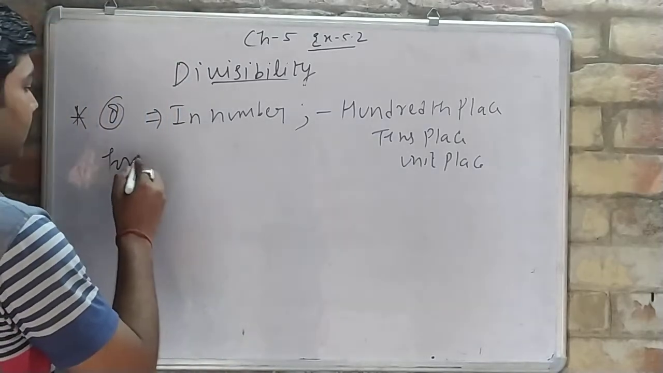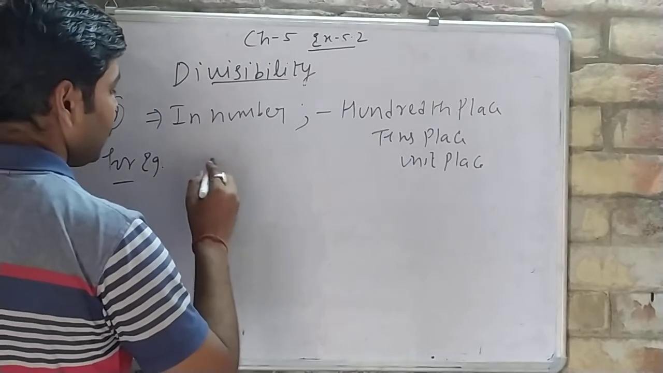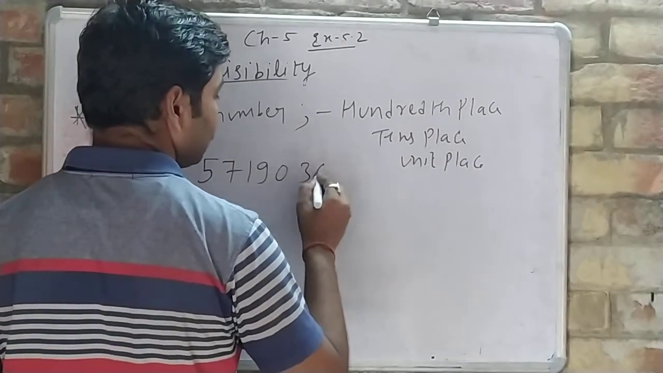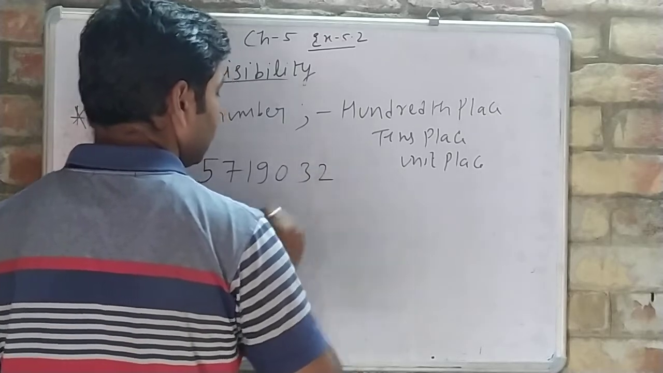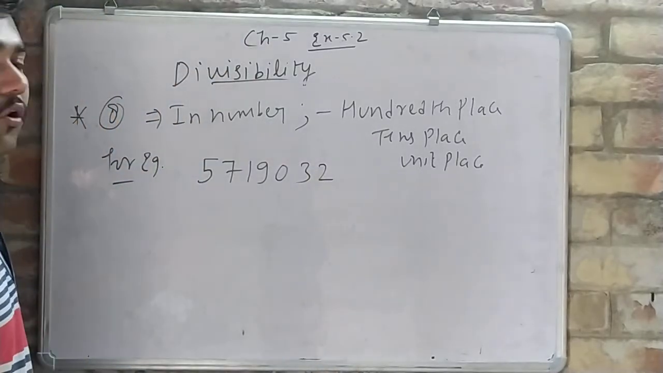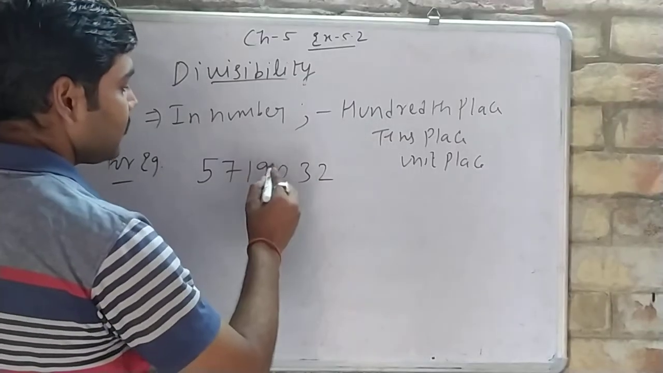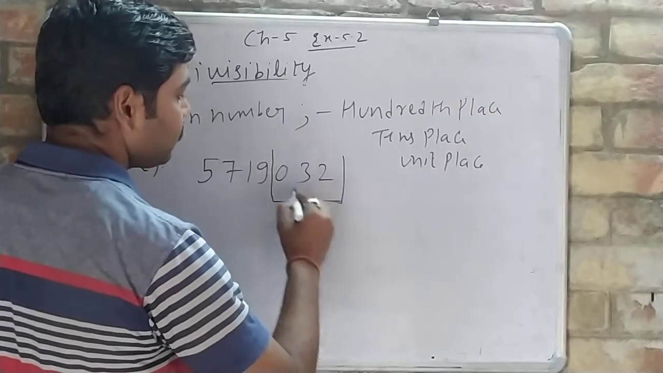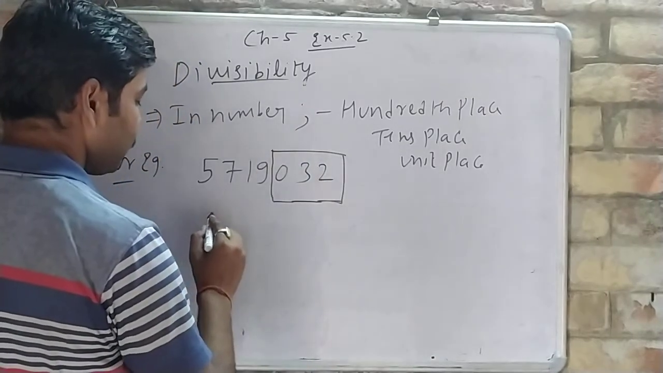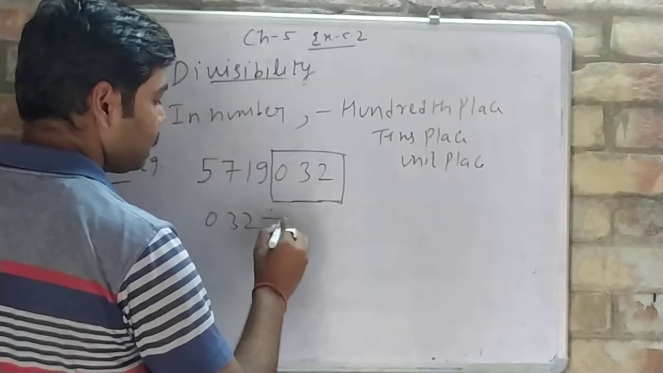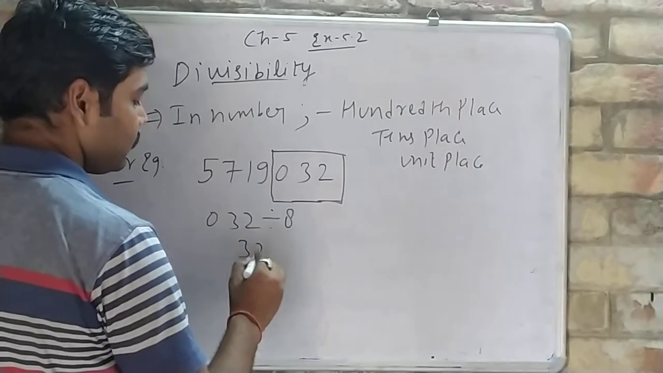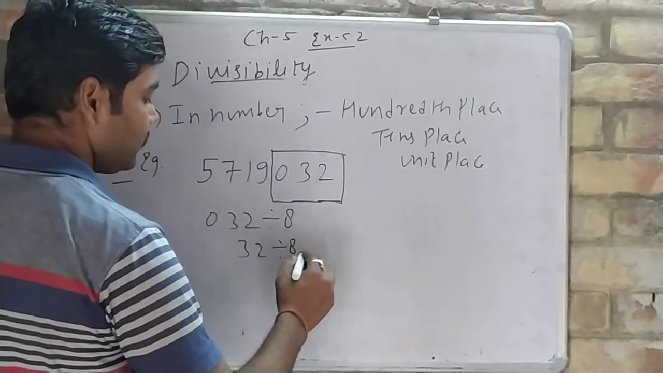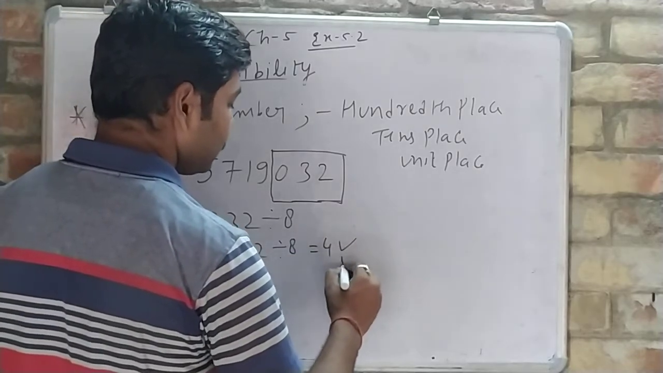For example, see here, suppose we will have 5 7 1 9 0 3 2. So what we will see, we will see the number in the 100th place. In the 100th place we will have 0, then in the 10th place we will have 3, and at the unit place we will have 2. So all together the number formed is 032, and we check whether it is divisible by 8 or not. A 0 before any number is useless, it has no meaning. So 32 divided by 8 we will have 4. So yes, it is divisible by 8.